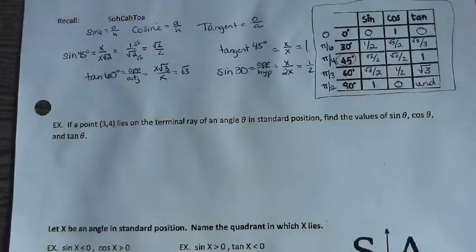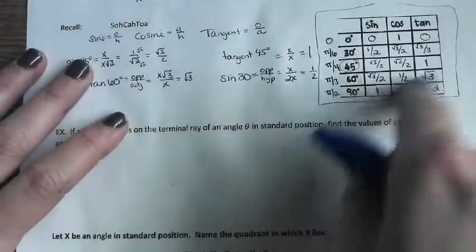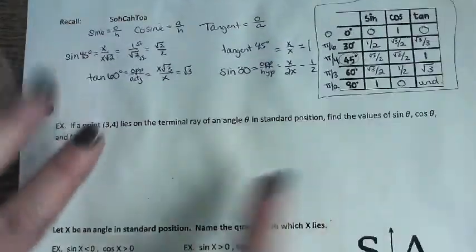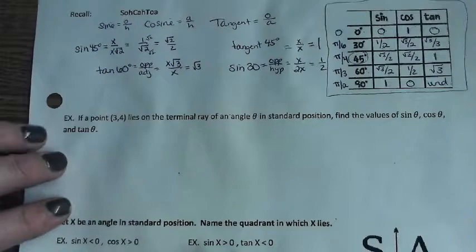If a point (3,4) lies on the terminal ray of an angle in standard position, find the value of sine, cosine, and tangent. I really feel strongly that everything in the trig chapter comes back to SOHCAHTOA, in almost every single problem. This is all based on SOHCAHTOA. This right here, and when I show you how to do it, you'll see what I mean.